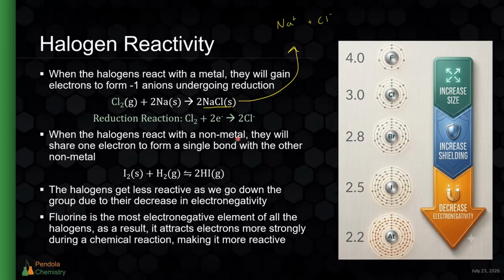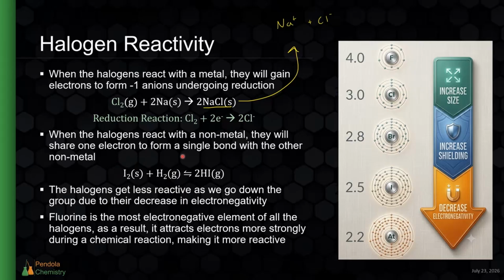So that's what happens when a halogen reacts with a metal. When a halogen reacts with a non-metal, however, they're going to share electrons because covalent bonding is going to happen, and they're going to form a single bond with other non-metals. Now, some halogens like chlorine, bromine, and iodine can form expanded octets, but it is not very common and usually only happens in polyatomic ions. With iodine, chlorine, bromine, and fluorine, though, more commonly, they're only going to form a single bond to other elements.